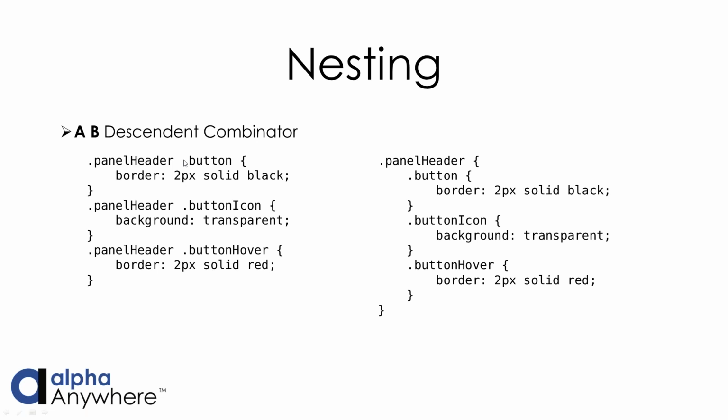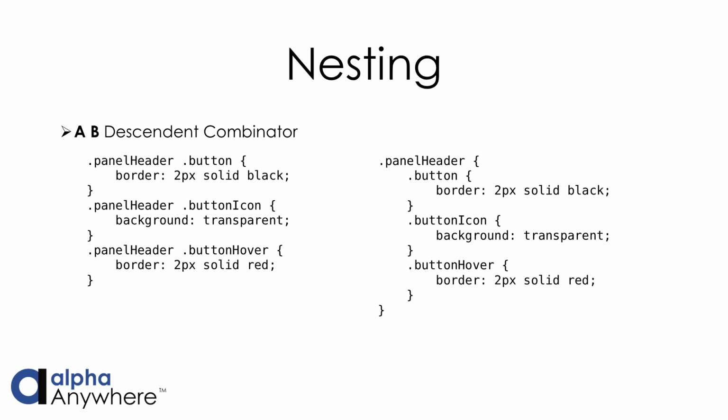So anything that has the button class inside of something that has the panel header class will have this border 2 pixels solid black. It'll have a solid black border that's 2 pixels wide. This next rule, panel header, anything has the button icon, the background will be transparent. The third one here is panel header, and anything with the button hover will have the 2 pixel solid red border.